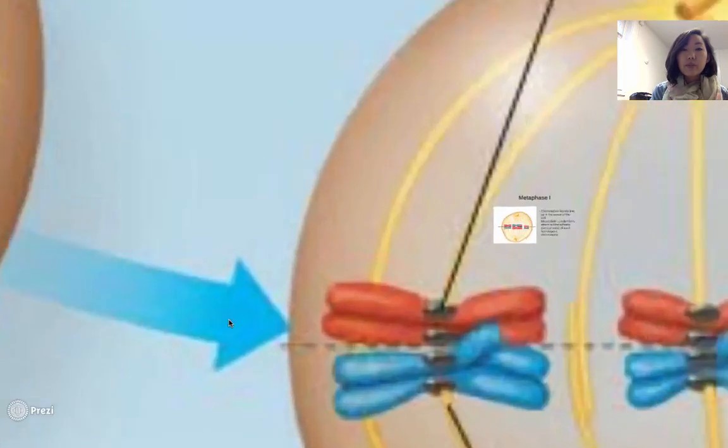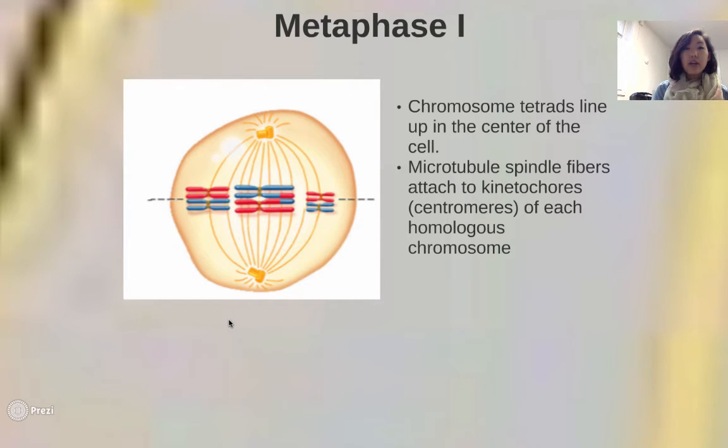So after prophase 1, you go to metaphase 1. All of these, now lining in the middle, are the homologous pairs of chromosomes. So these tetrads line up in the middle. And so the spindle fibers connect to the kinetochores in the centromeres of these homologous chromosomes.